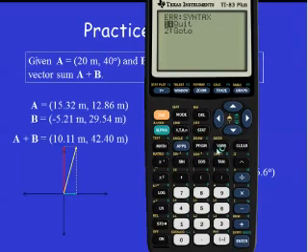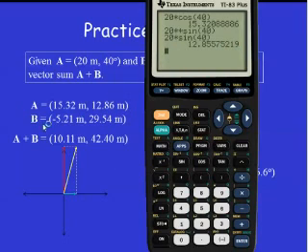I don't know what I did. Oh, I did 2. Okay. So 20 times the sine of 40, you get 12.86. Well, I rounded. You can do the same thing with B.